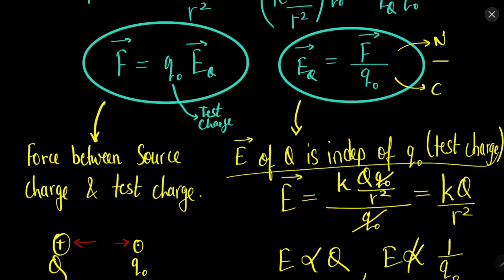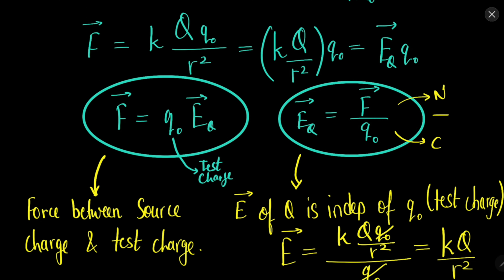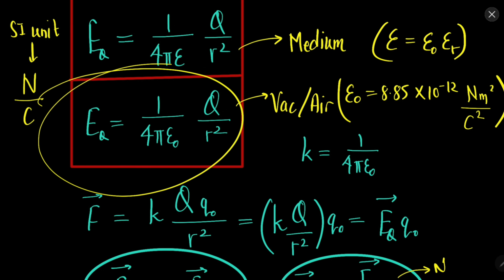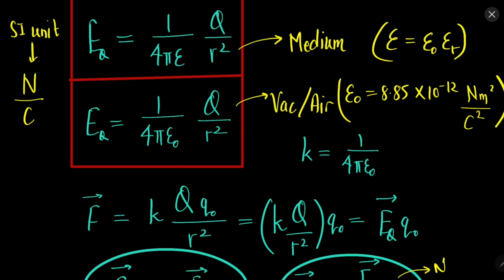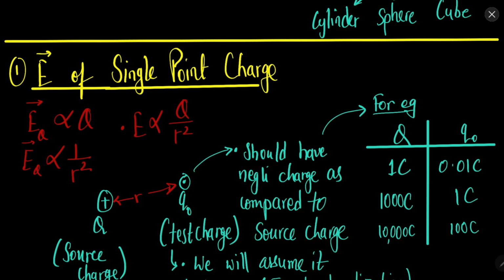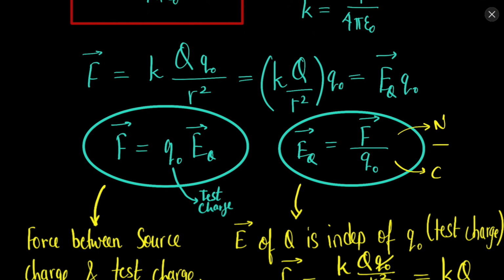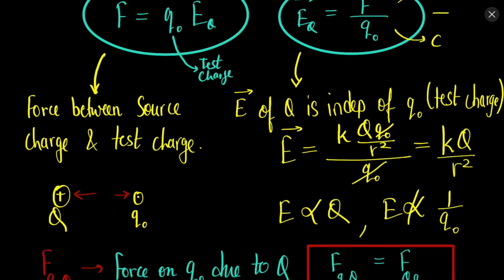The important thing to note is that the electric field of Q is independent of the test charge value. If you look at this formula, you might say that the electric field of Q depends on Q naught. It is not the case, because once you put the value of F, you will again get the same value. So clearly the electric field does not depend on test charge Q naught. It is obvious because we are finding the electric field of source charge Q, so how will it depend on any other charge? It's like saying that the smell of apple depends on mango. They are quite independent of each other.